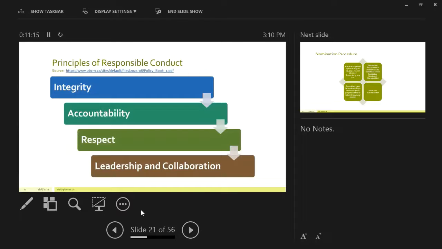So I pulled this slide in because I liked it. This is from the UBCM Principles of Responsible Conduct, and it just talks about integrity, accountability, respect, and leadership and collaboration.